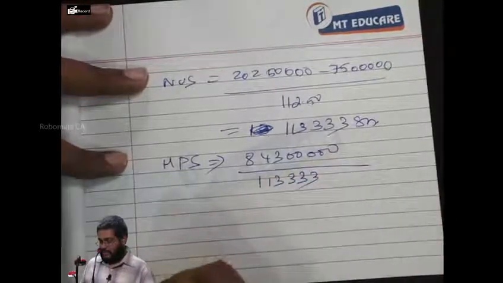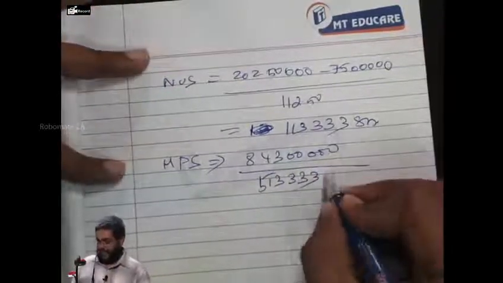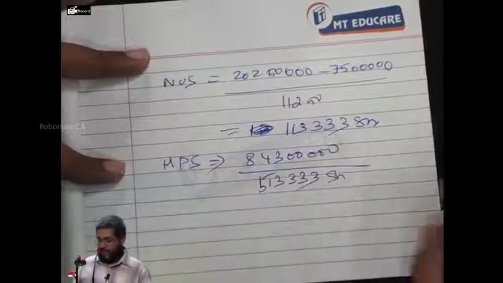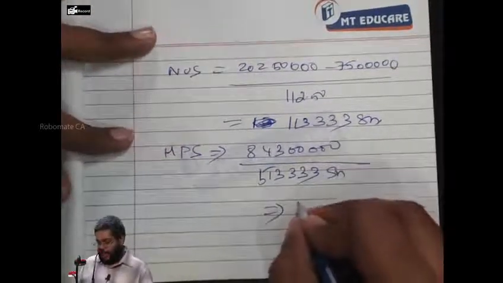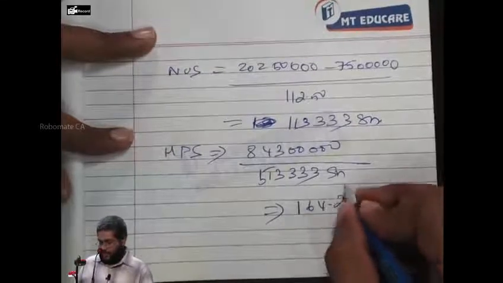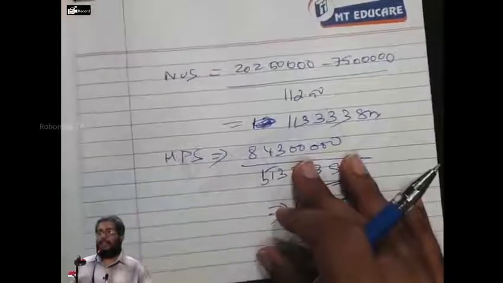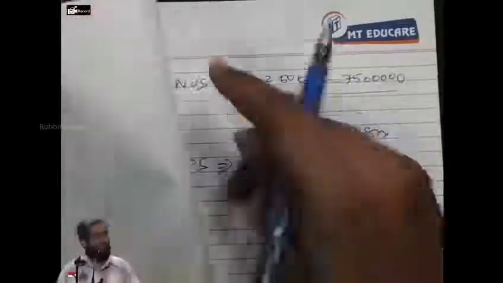Market price per share here will be 8 crores 43 lakhs divided by 5,13,333 shares. Tell me the number here. 164.22. Is this better than declaring dividend or not? Yes, as per Walter, 164.22.